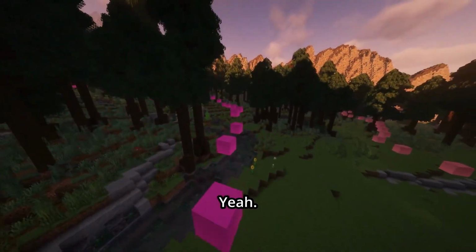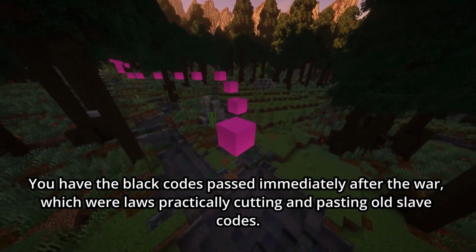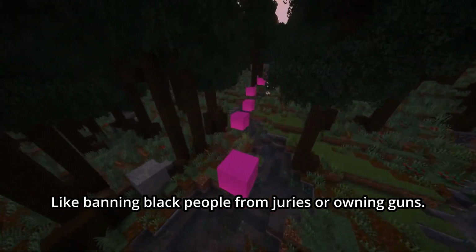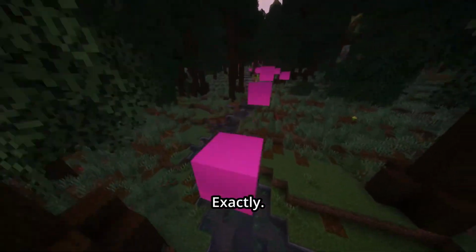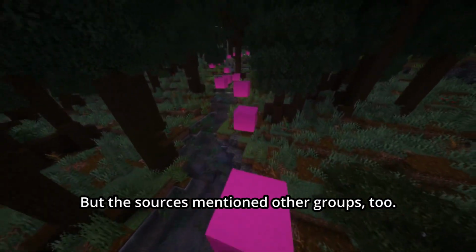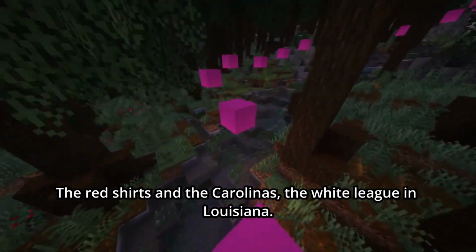Yeah? You have the Black Codes passed immediately after the war, which were laws practically cutting and pasting old slave codes. Like banning Black people from juries or owning guns. Exactly. And when the laws weren't enough, you had terror. We all know the KKK. But the sources mention other groups too. The Red Shirts in the Carolinas, the White League in Louisiana.